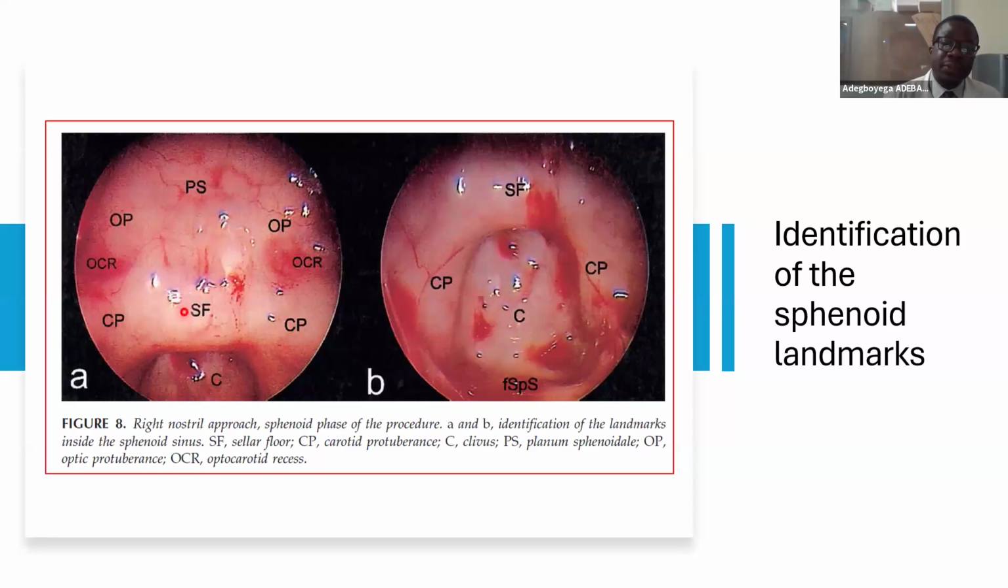This is where the sphenoid floor, the sellar floor, is located. And anterior to that, you have the tuberculum sellae and the planum sphenoidale. At about 2 o'clock, you have the optic protuberance, which is where the optic canal is located, through which the optic nerve passes. The opticocarotid recess is the space in between the optic protuberance and the carotid protuberance, which is where the intracavernous carotid artery is located. This is the clivus, located as a clival depression.